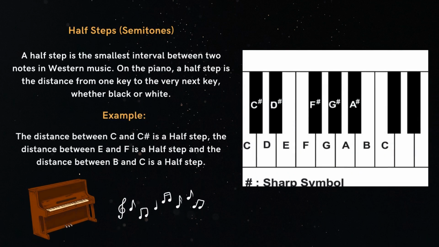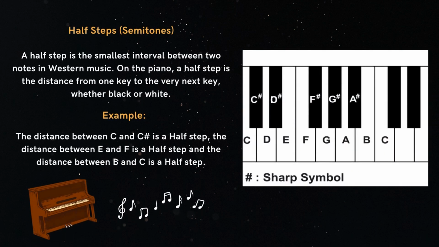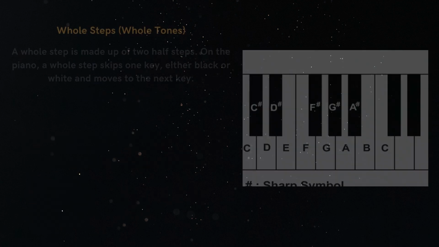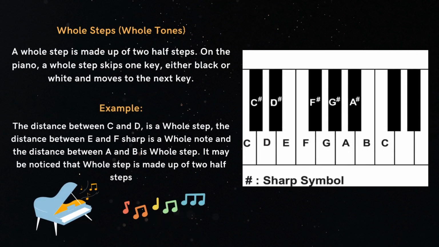Half steps, or semitones. A half step is the smallest interval between 2 notes in Western music. On the piano, a half step is the distance from one key to the very next key, whether black or white. Example: the distance between C and C sharp is a half step. The distance between E and F is a half step, and the distance between B and C is a half step.